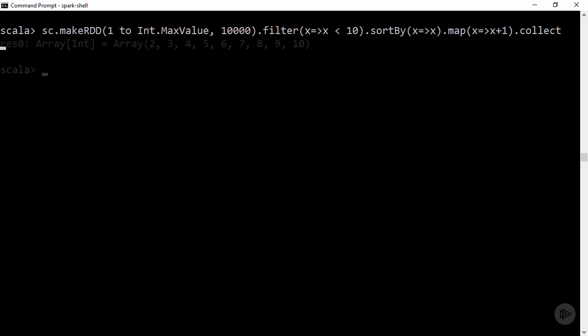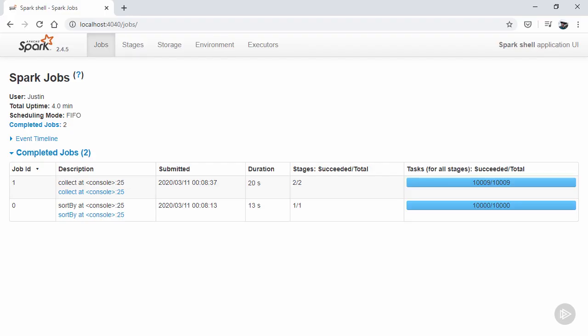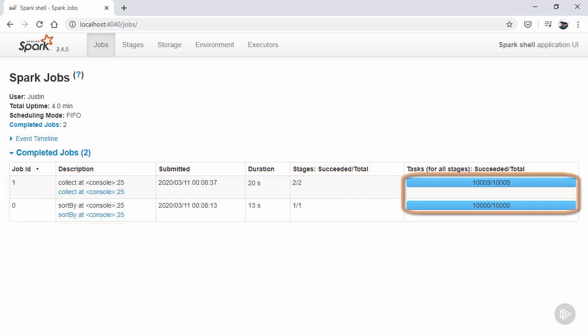Let's see what happens. Our giant dataset has been transformed into a teeny tiny one in comparison. So, it did indeed work. However, was it performant? Well, we can see that it ran in two chunks, with both running against 10,000 partitions, totaling 13 seconds in the first part and another 20 seconds in the second part.